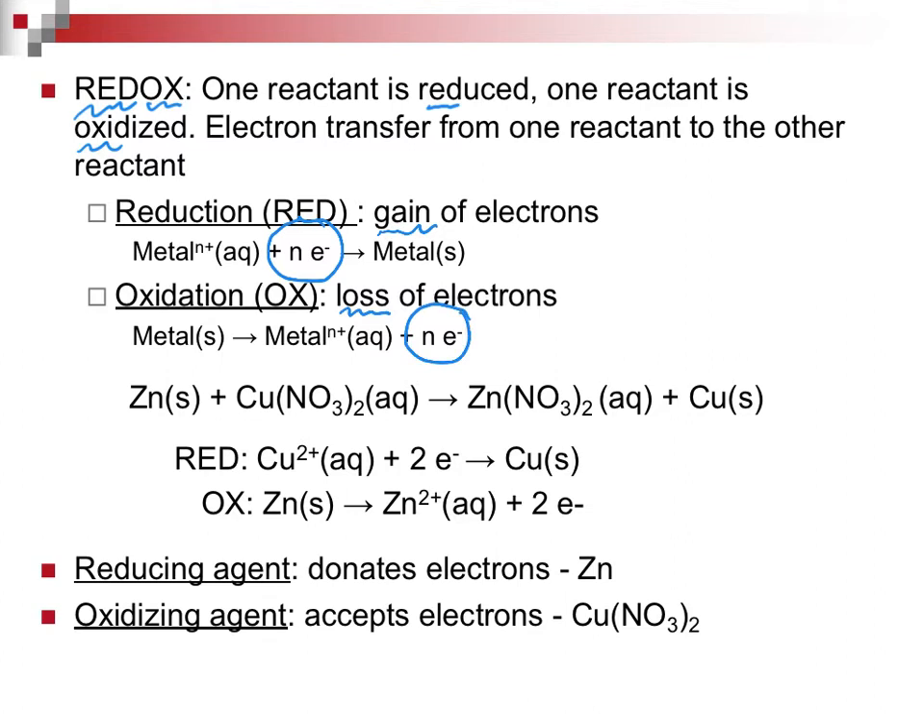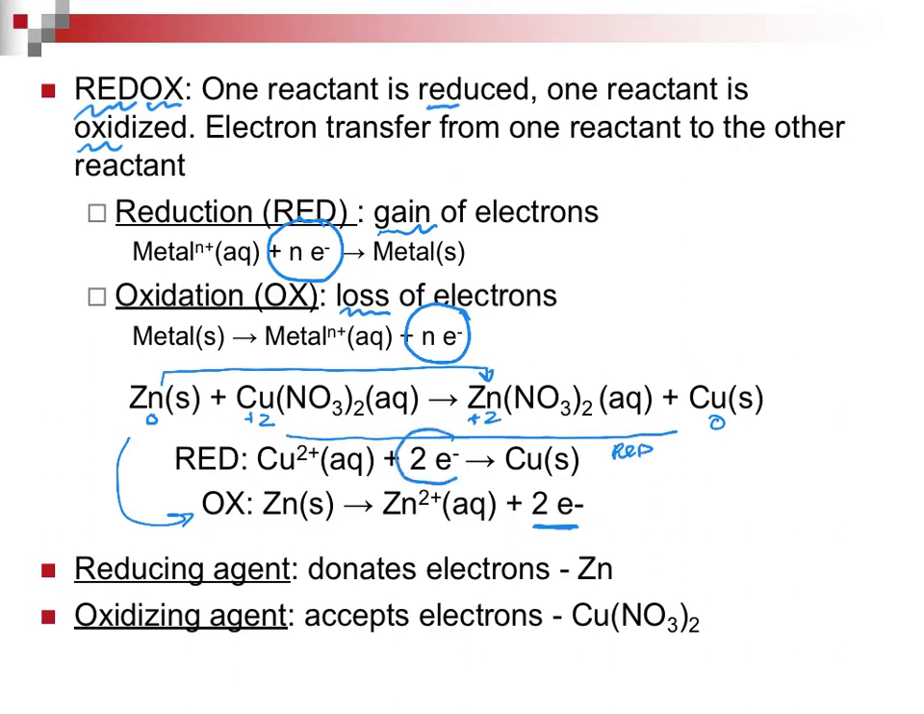So we'll explain where this comes from, but for now, let's give zinc a 0. Zinc nitrate is a +2. What we've seen is that zinc has gone from a 0 to a +2 oxidation state. That is called oxidation. And oxidation, remember, is the loss of electrons. Copper, on the other hand, has gone from a +2 to a 0. That process is called reduction. And you can see we have the half reaction written here.